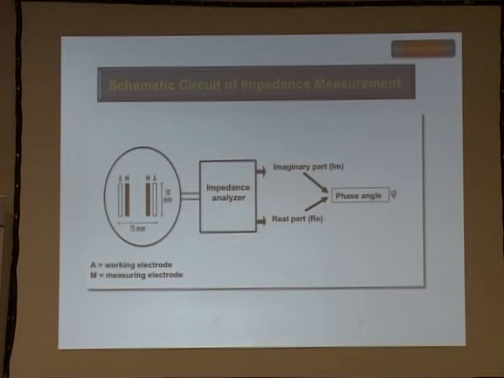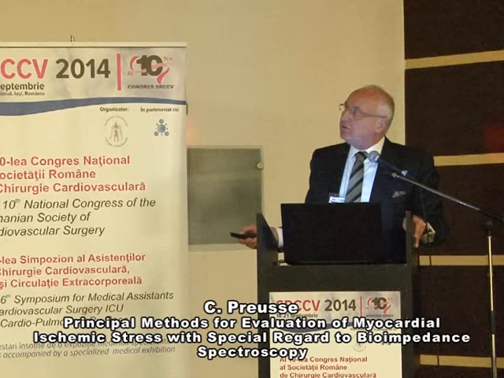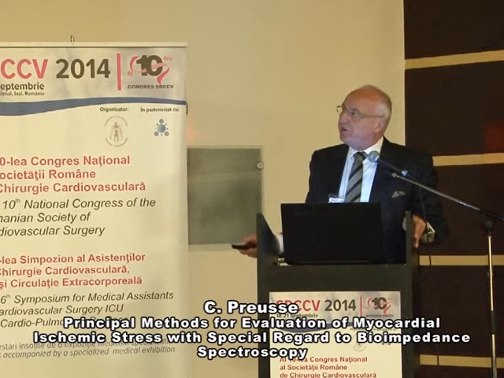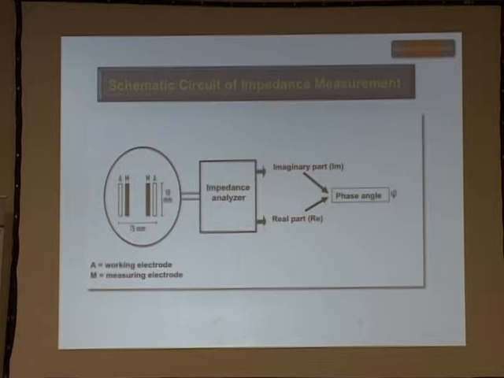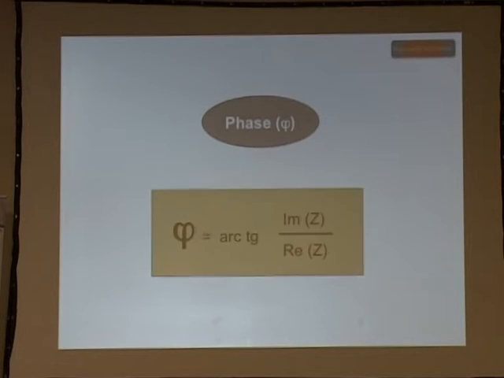And all the data come together in the impedance analyzer, and the impedance analyzer shows us the imaginary, the capacitive resistance, and the real part, the ohm resistance. And from these 2 parameters, we can calculate the phase angle. And what is the phase angle? The phase angle is the arctangent of the imaginary part divided by the real part. So these are the theoretical aspects.